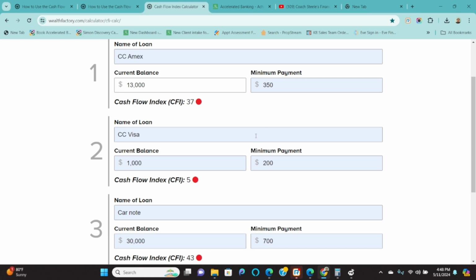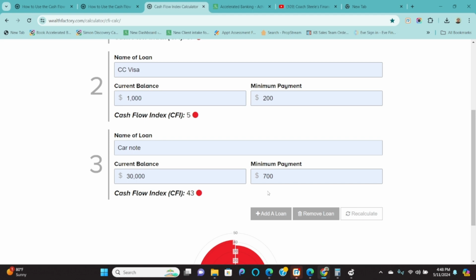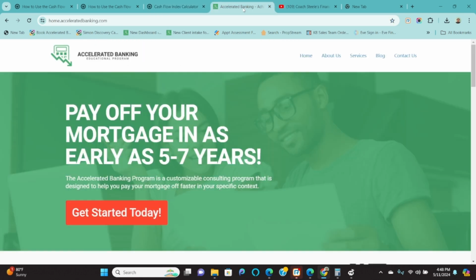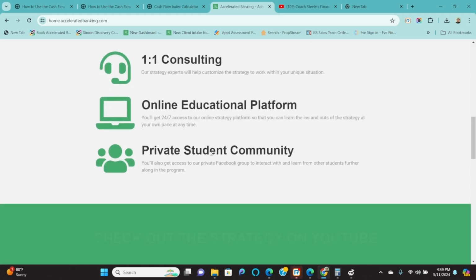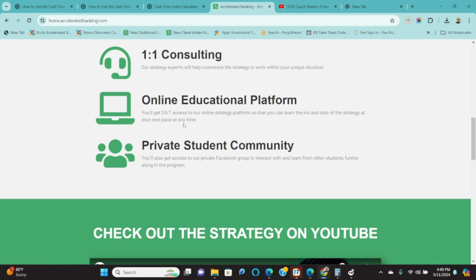Now, if you actually have a mortgage that you're trying to get rid of as well, then I definitely suggest, beyond using cash flow index, looking at using accelerated banking. Accelerated banking is one of the best, most efficient and fastest ways to pay off your mortgage. And so what you would want to do is just go get a free assessment. The accelerated banking program gives free assessments for everyone. They'll look at your numbers and your information. They don't need anything too personal. You're not getting your credit run or anything like that. They're looking at your basic numbers, what you have coming in and what you have going out.